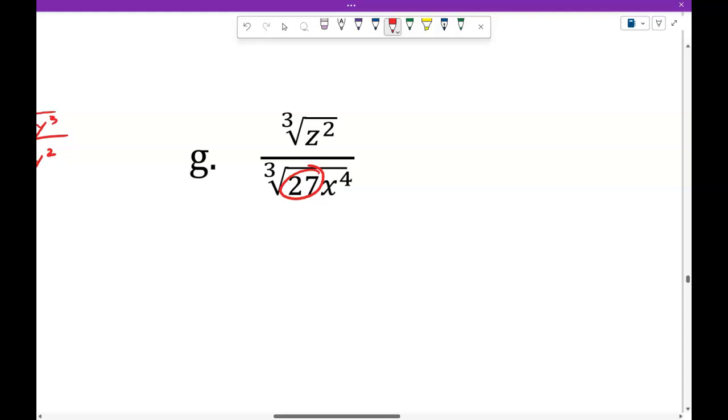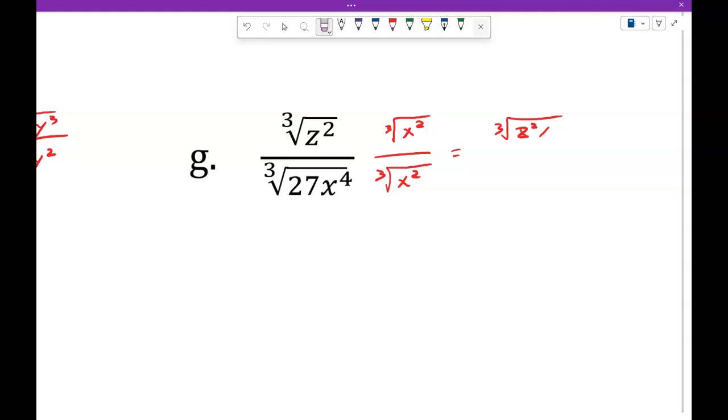Same here, we can go ahead and take the cube root of 27, but I can't do the cube root of x to the fourth. So if we multiply by the cube root of x squared, that gives us x to the sixth, where we can take the cube root. Numerator, z squared x squared, and our denominator, 27x to the sixth. Numerator stays the same, and the denominator becomes 3x squared.